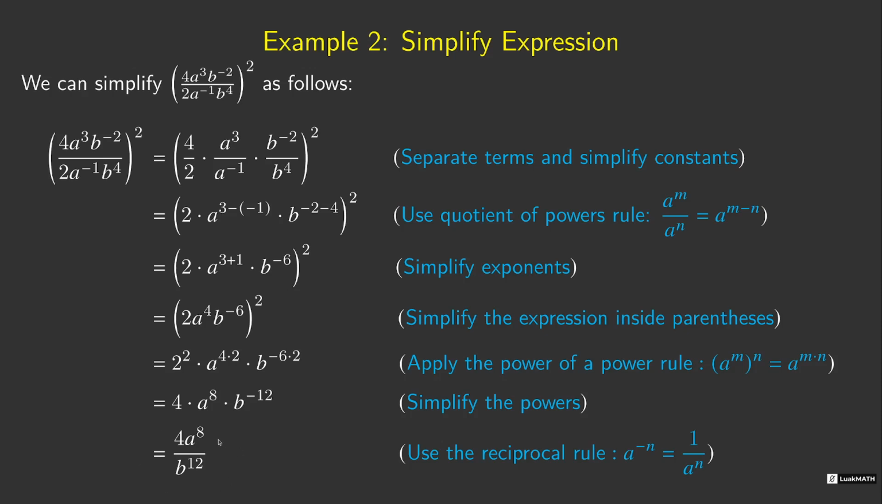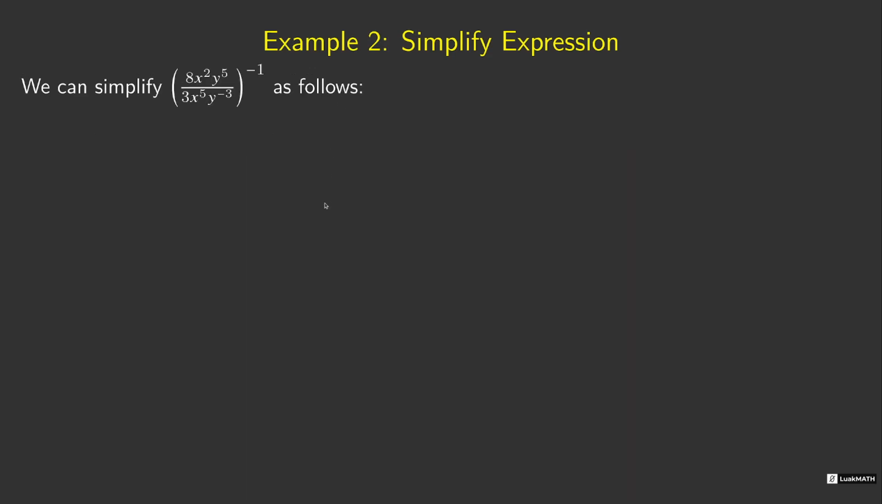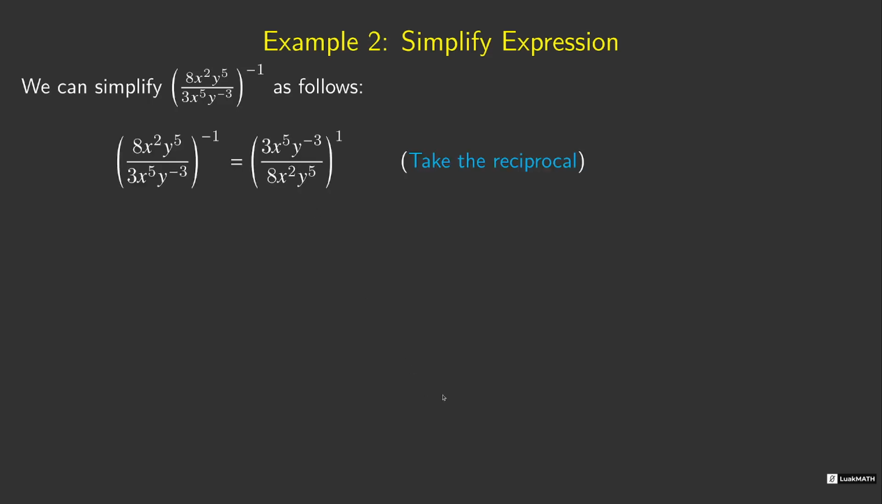Okay, now let's look at the last example. The last example, we have 8x squared times y raised to 5 divided by 3x raised to 5 y raised to minus 3, and then the entire fraction is raised to minus 1. What can we do here? So what we can do here is we can use the reciprocal rule, we can flip the fraction.